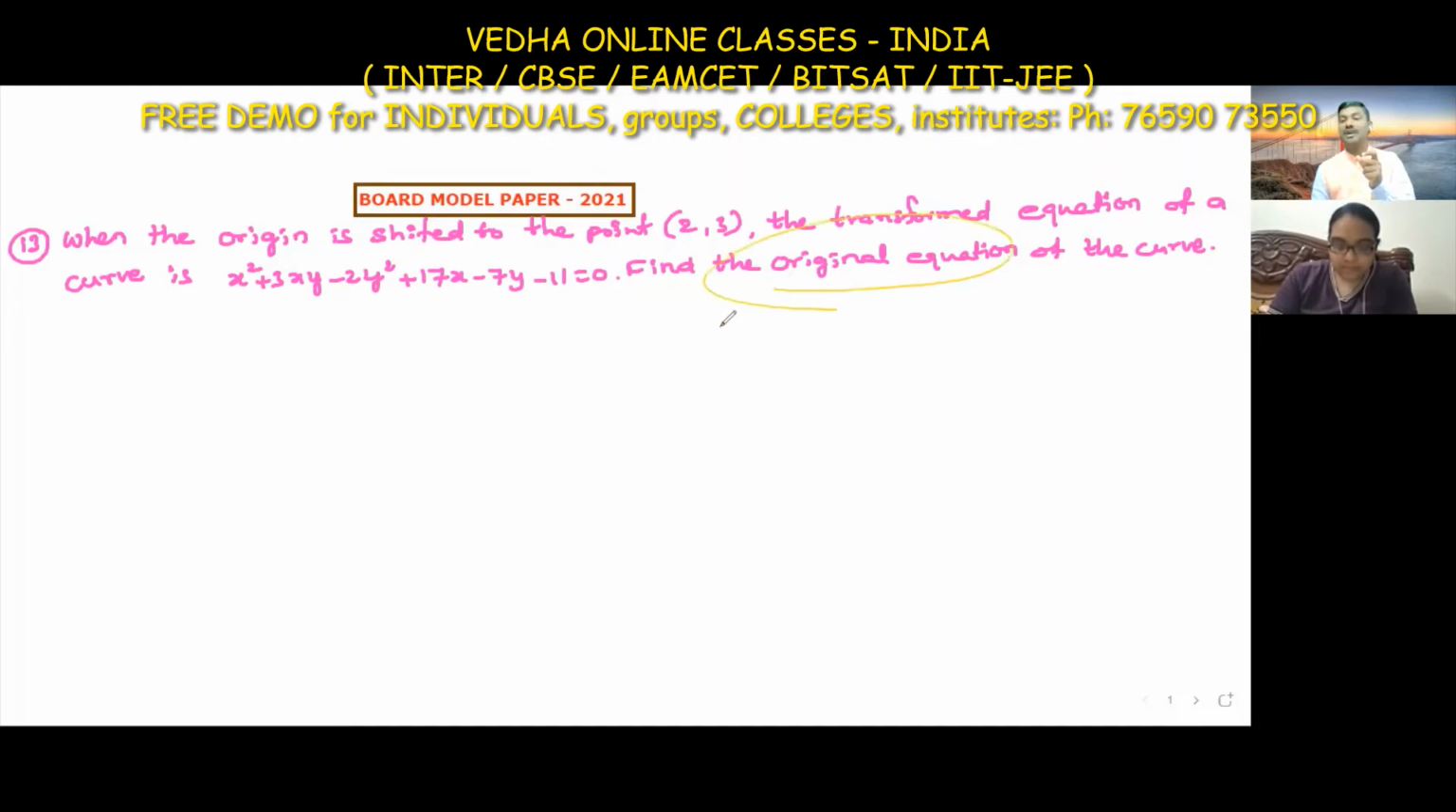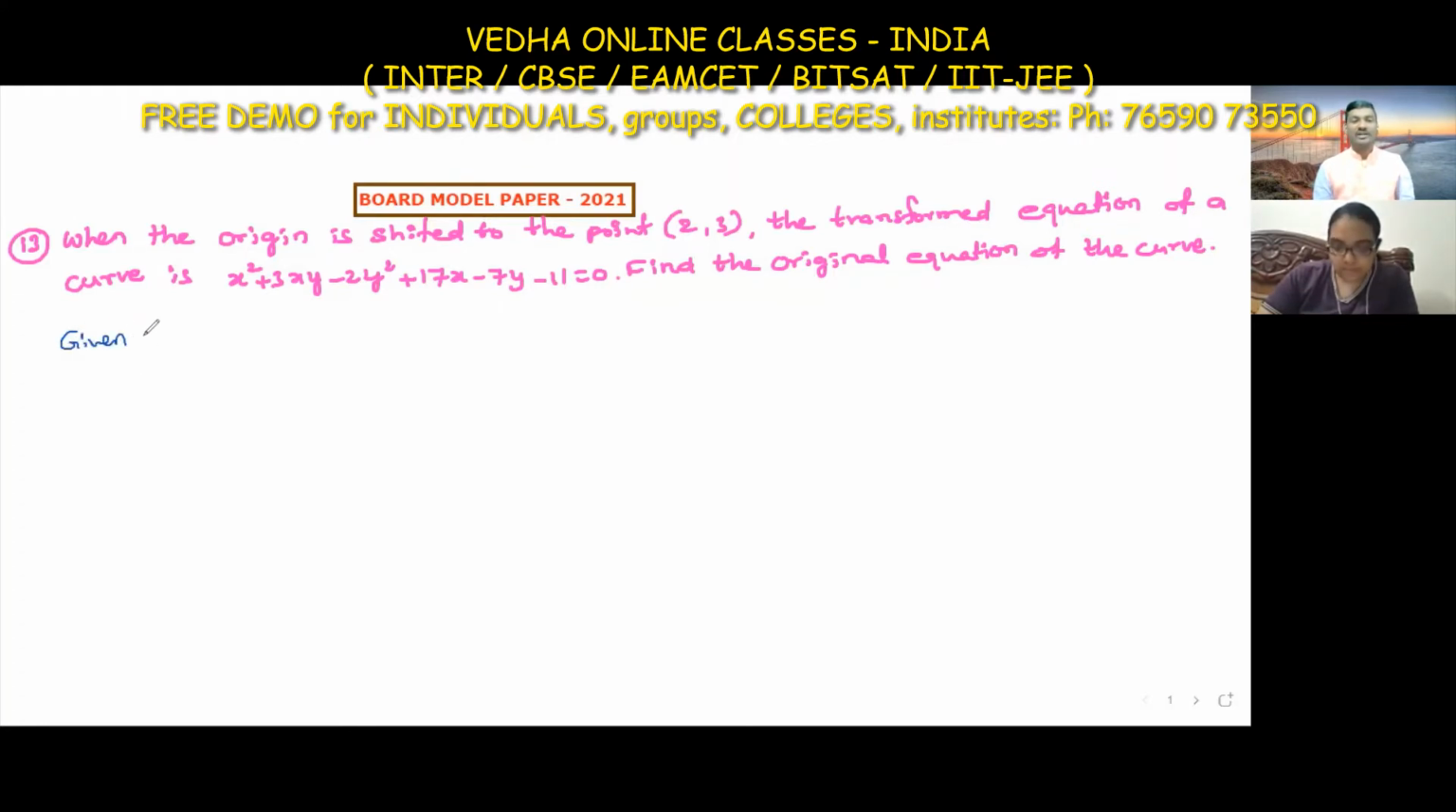He is asking to find the original equation. Finding the original equation means the given equation is the transformed one. If he asks to find the transformed equation, then the given equation is the original. Now I am writing the given data.